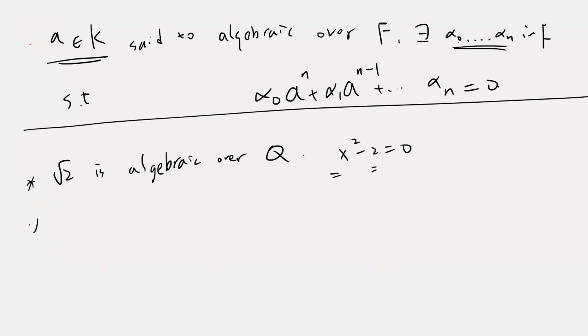You can also check that the square root of 3 is algebraic, and also i is algebraic over Q because x squared plus 1 is 0, right? So this is called algebraic over the field.